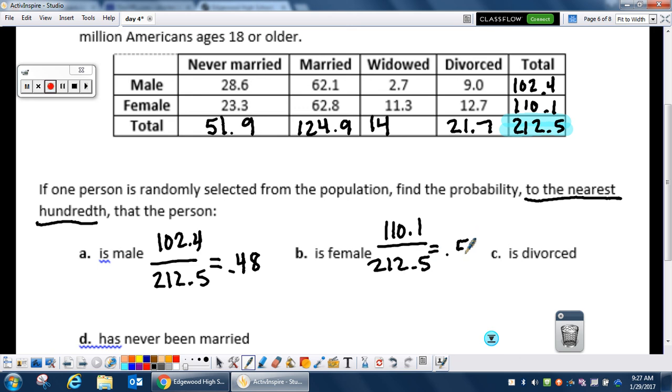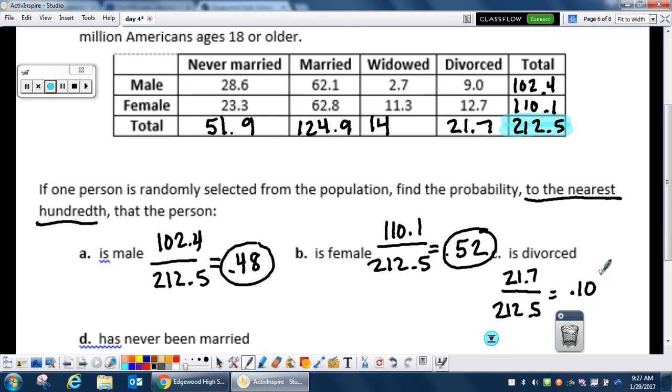And hopefully you can see that 48 hundredths plus 52 hundredths equals 1, because you're either a male or a female. So the males and females must make up the whole population. Alright, then you want to see if it's divorced. It doesn't say it has to be a male divorced or a female divorced, they just have to be divorced. So you pick the total number of people divorced, because it doesn't specify male or female, and you put it over 212 and a half, which means 10% of the people surveyed were divorced.